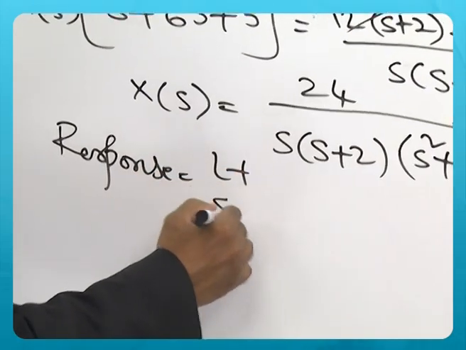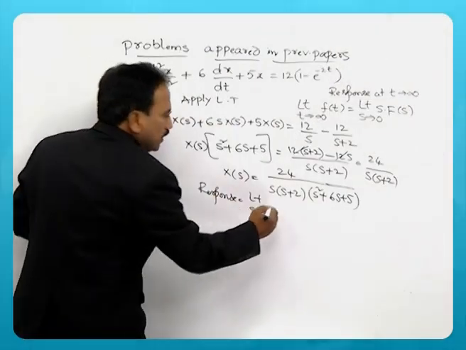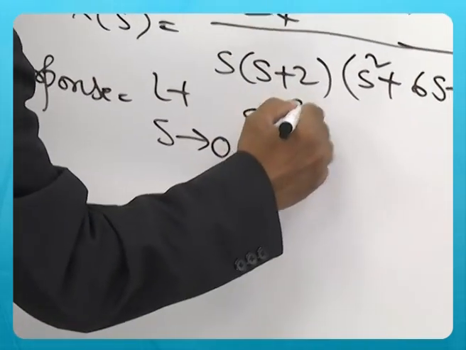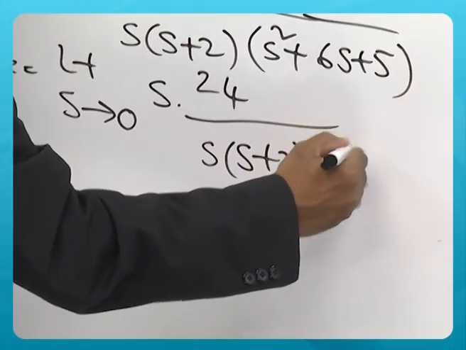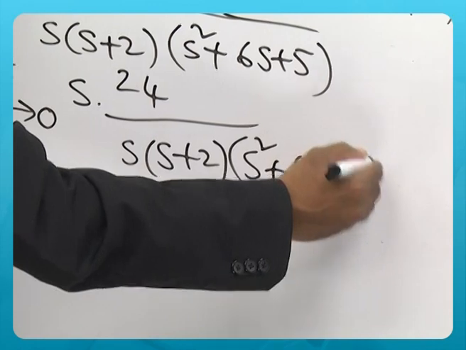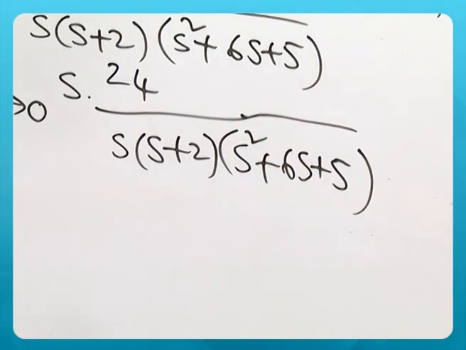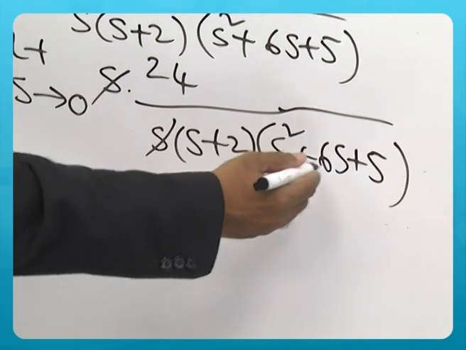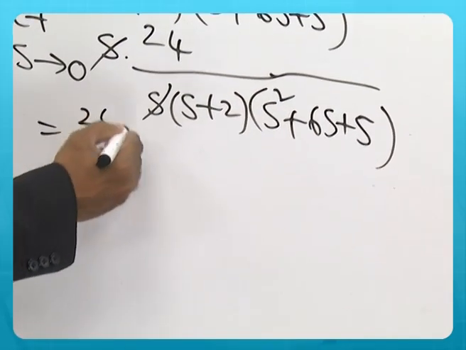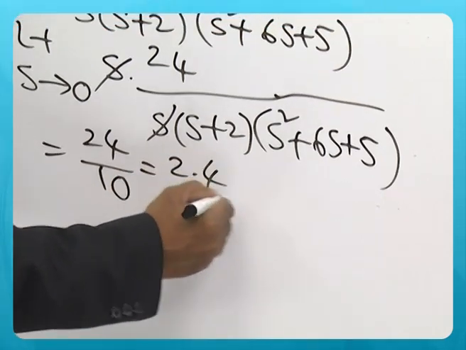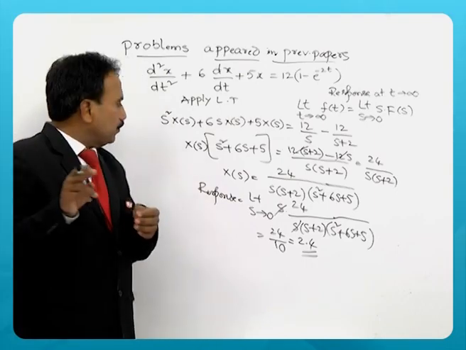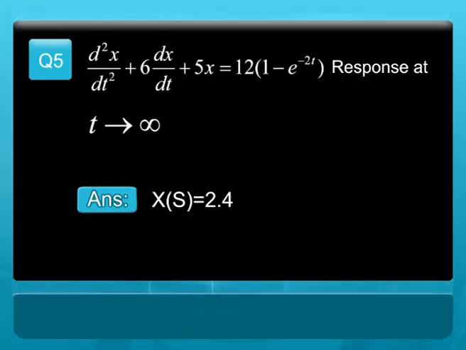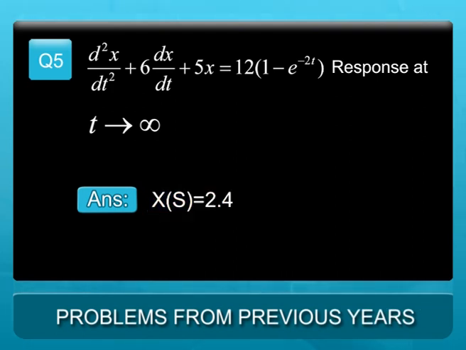So this is equal to limit s tending to 0, according to the final value theorem, s into the given function, 24 by s into (s plus 2)(s square plus 6s plus 5). Now substitute s = 0 in this function, then you will get 24 by 10, which is equal to 2.4. So that means the response follows 2.4 as time tending to infinity, which means it is the steady state response, and its magnitude is 2.4.